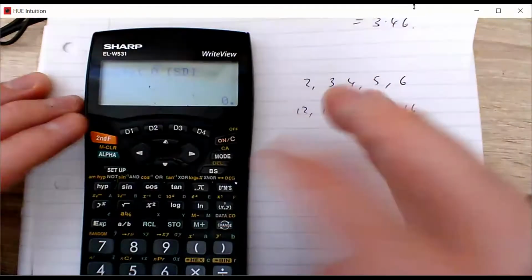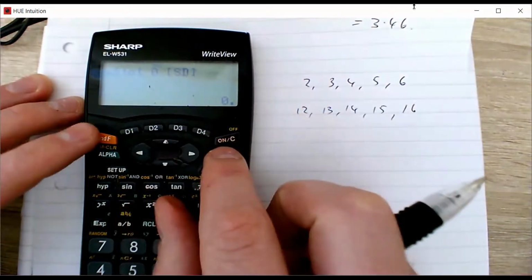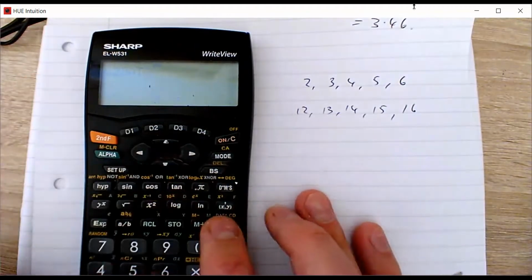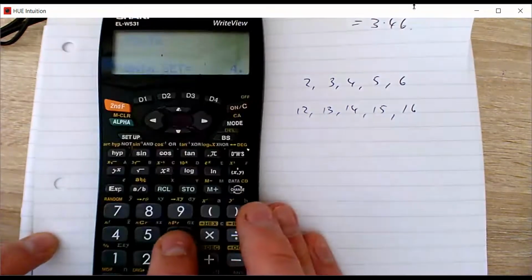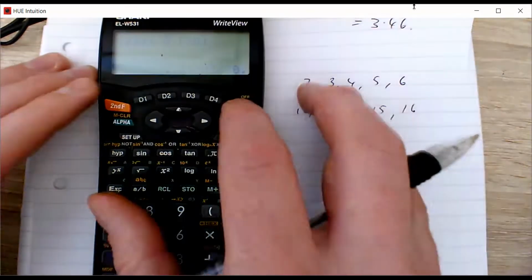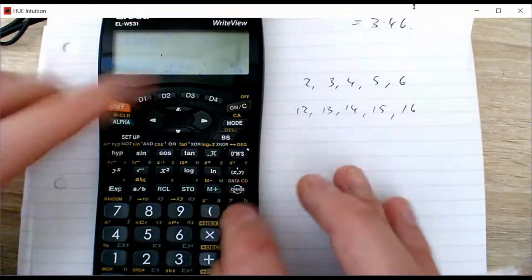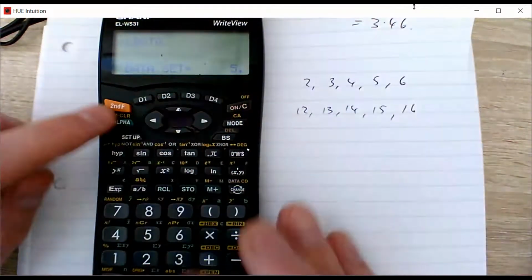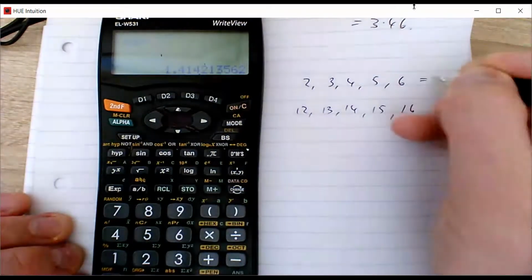So clearing our memory, second function, clear all. That's going to clear our memory off. And then we're going to enter 2, 3, 4, 5, and 6, and alpha to get that sigma x. I didn't enter all of them in, did I? Okay, so data set equals 5. I've got 5 elements entered, 1, 2, 3, 4, 5. Alpha sigma x is 1.41 for this first one.